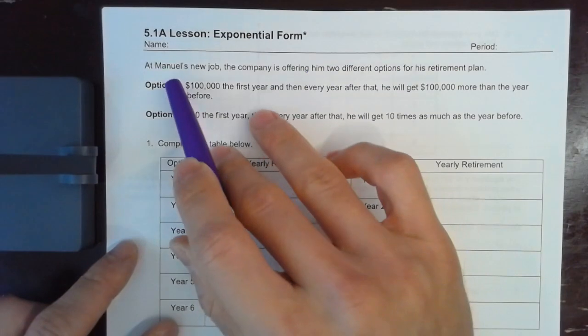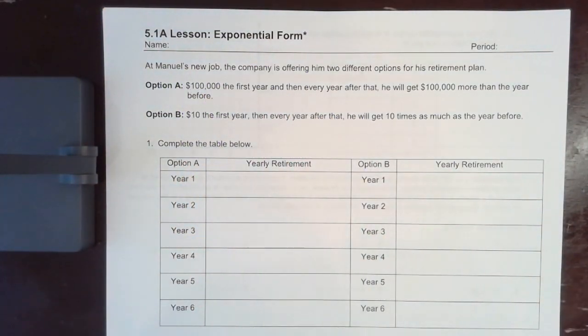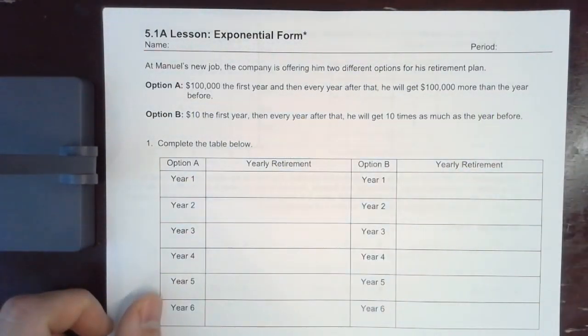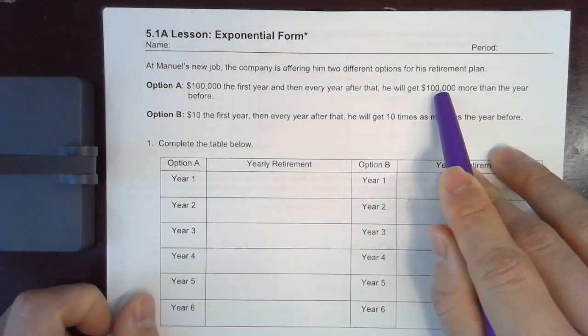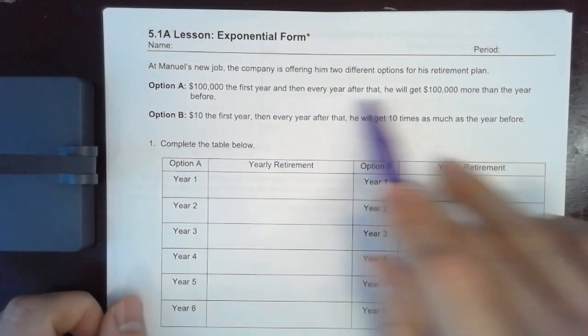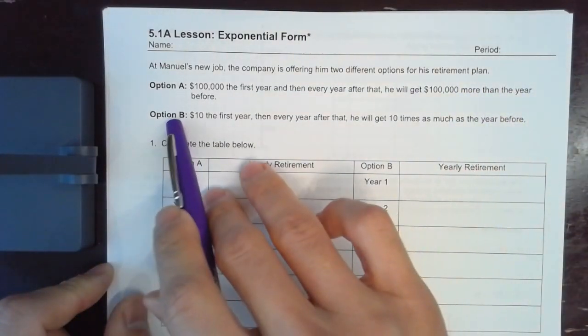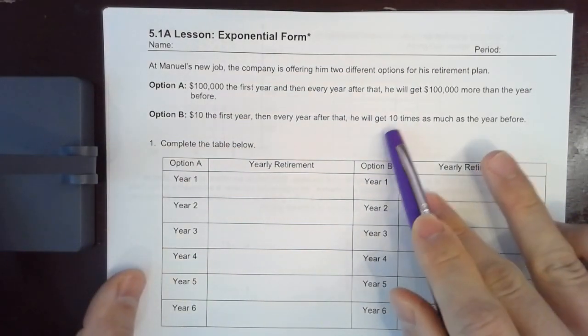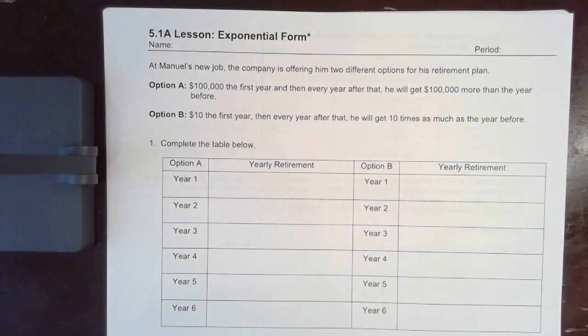Okay, it says at Manuel's new job, the company is offering him two different options for his retirement plan. Option A, $100,000 the first year, and then every year after that, he will get $100,000 more than the year before. Sounds pretty good. It sounds somewhat linear, right? He's growing at a constant rate every time. Option B is $10 the first year, and then every year after that, he will get 10 times as much as the year before. Okay, so you have to decide which one is the better choice.